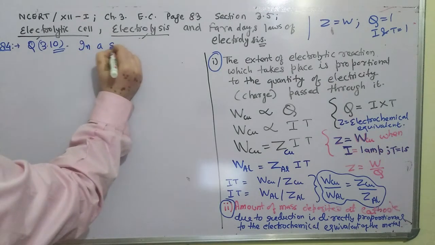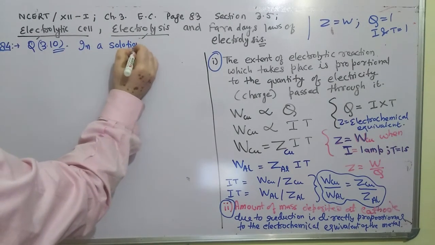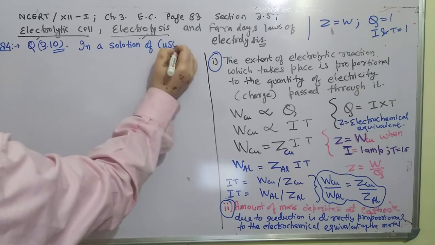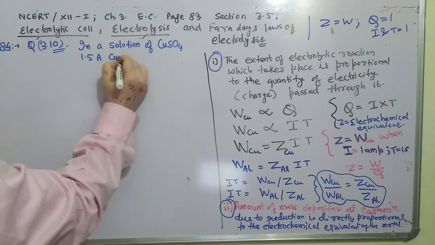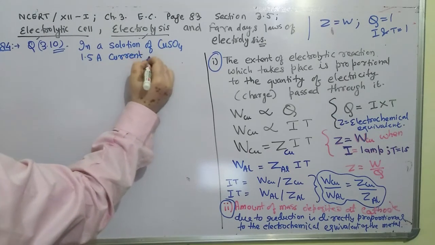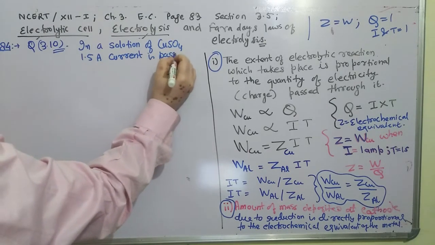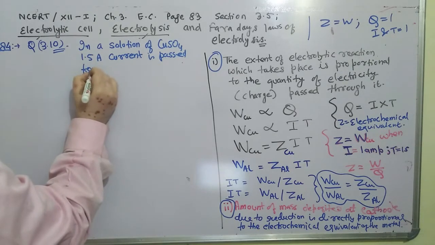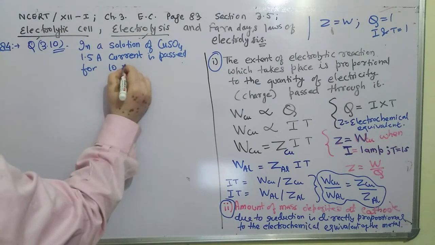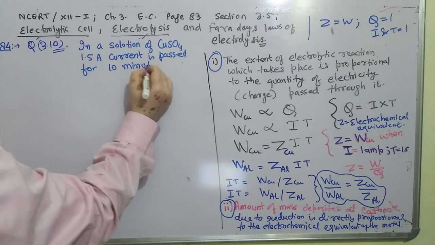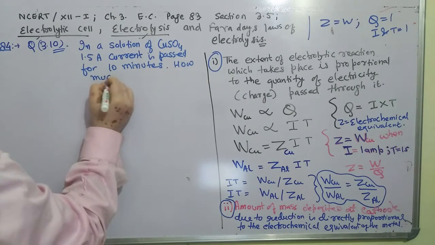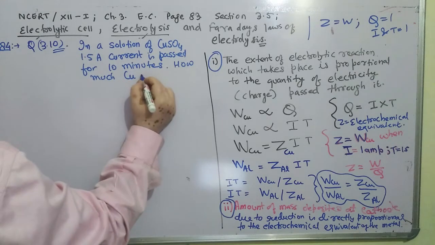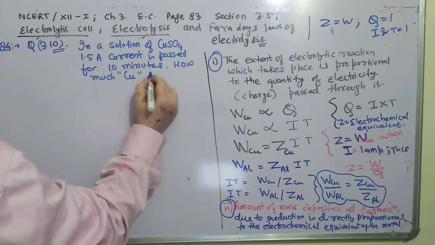The question says that in a solution of copper sulfate, 1.5 ampere current is passed for 10 minutes. The question is how much Cu, that means copper, is deposited.